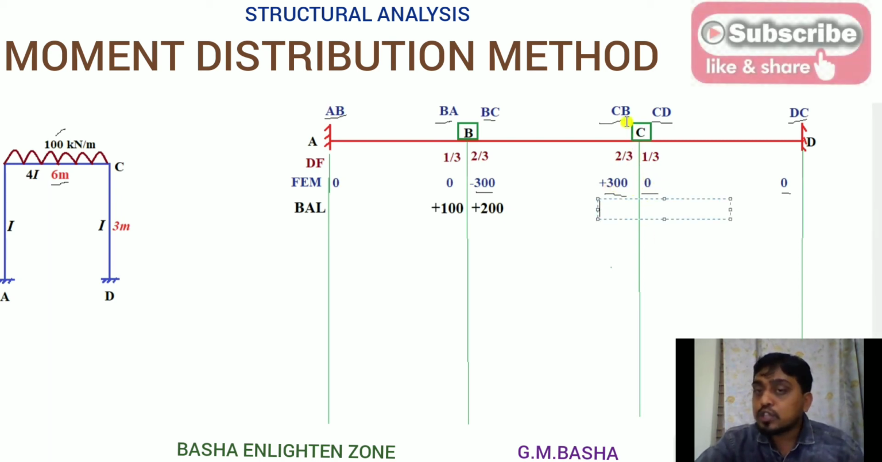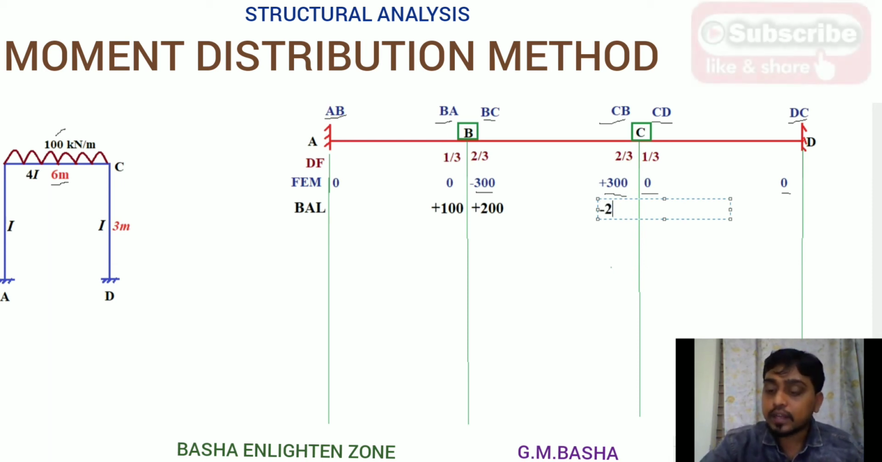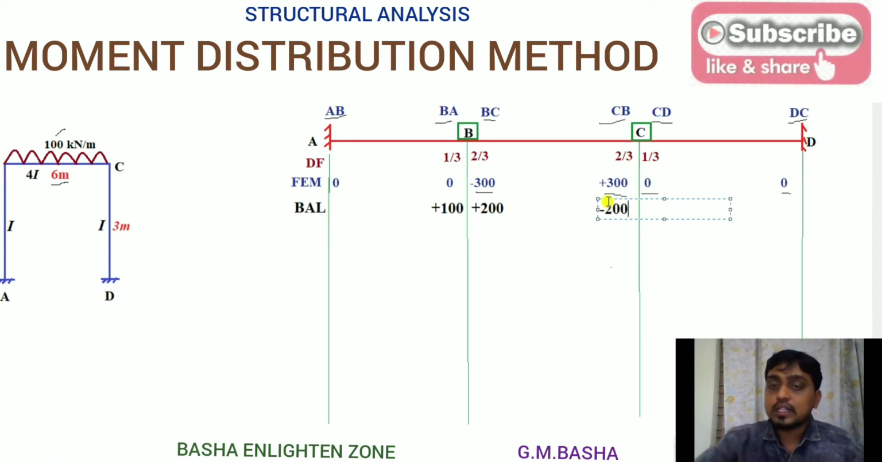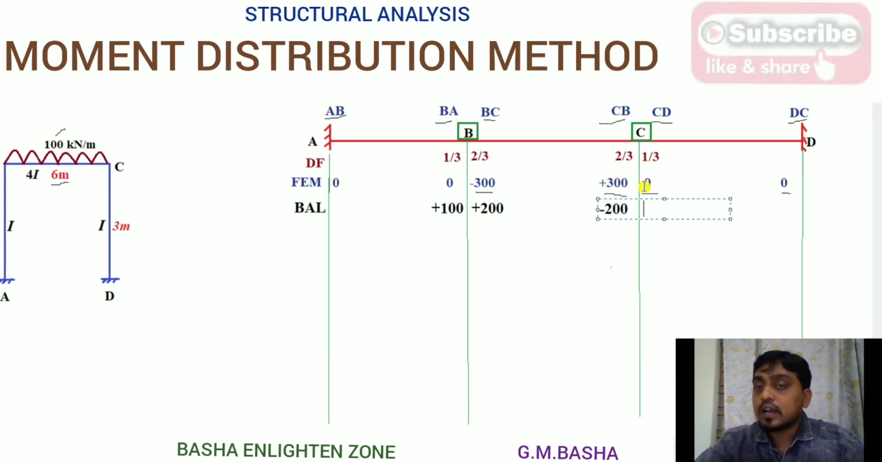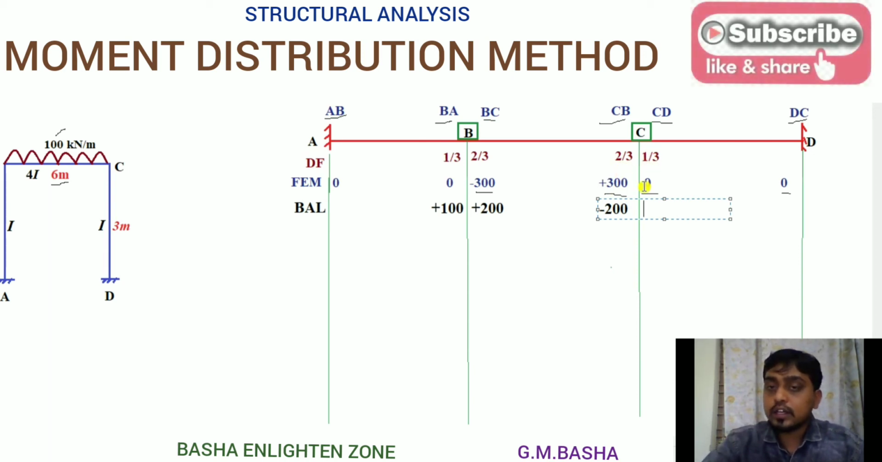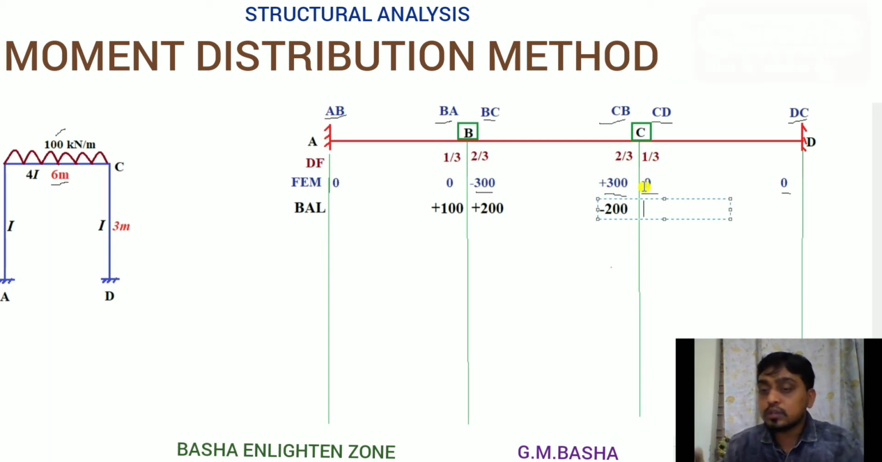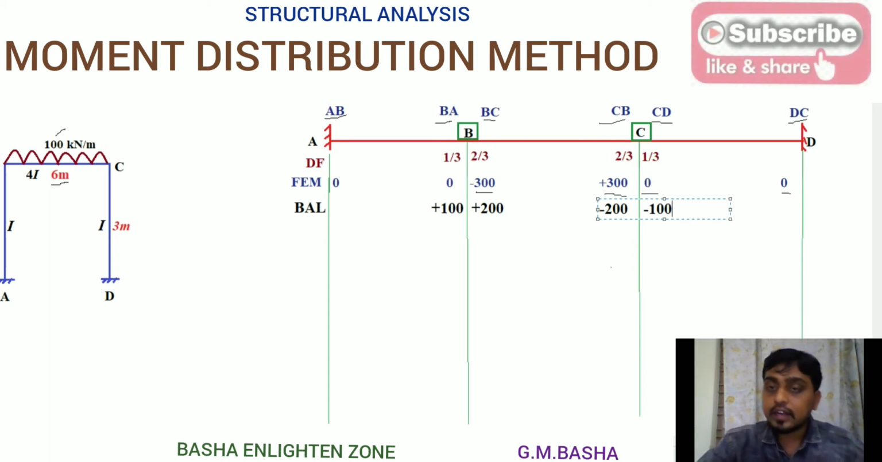If I want the distribution factor for CB, I am taking this one directly into 2 by 3, means 300 into 2 by 3. So the same value, you will get plus 200. So here I am taking minus 200. Similarly, here plus 300 plus 0 into 1 by 3, you will get 300 by 3 equal to 100. So here you will get the value in terms of positive, so I am taking here negative.